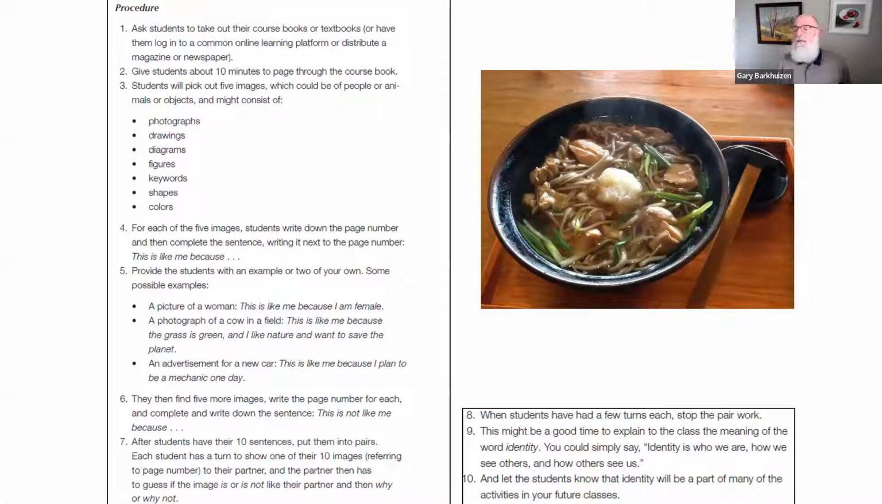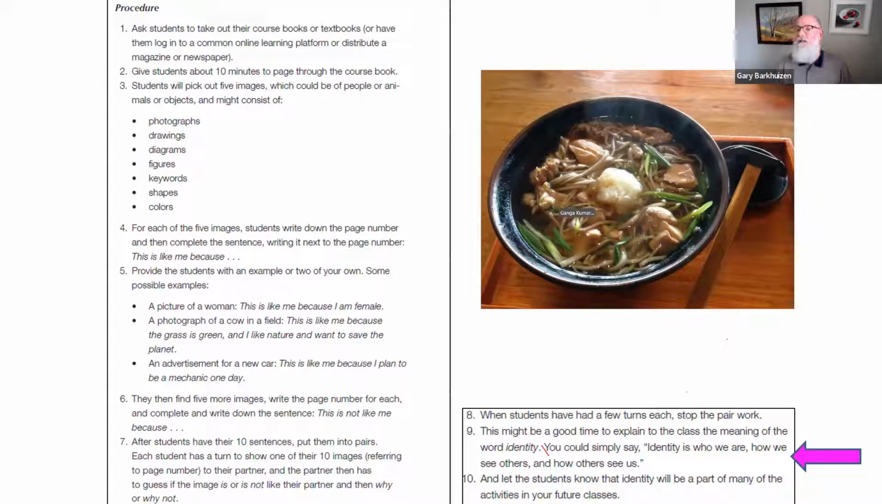Then the second part of the activity, students find another 5 items and they say, this is not like me because, and they do the same thing. They write their 5 sentences. And then they get into pairs and they share with each other an image that they've chosen. And then the other person has to say if they think it's like them or not like them and give a reason. Very simple, elementary activity. So when the students have had a few turns, back and forth, they stop the pair work, and then the teacher has a discussion about what just took place.